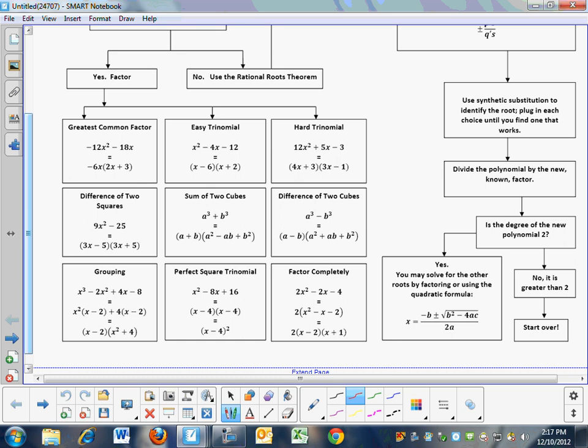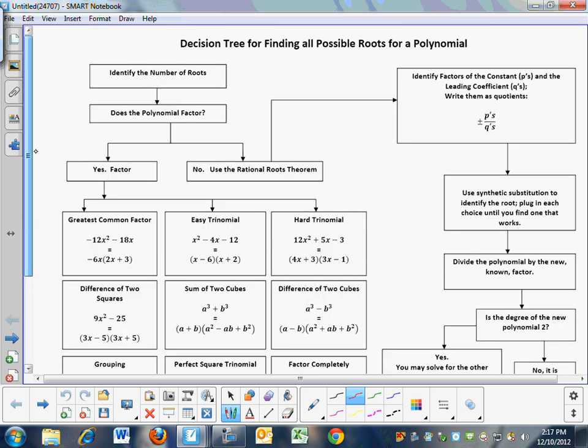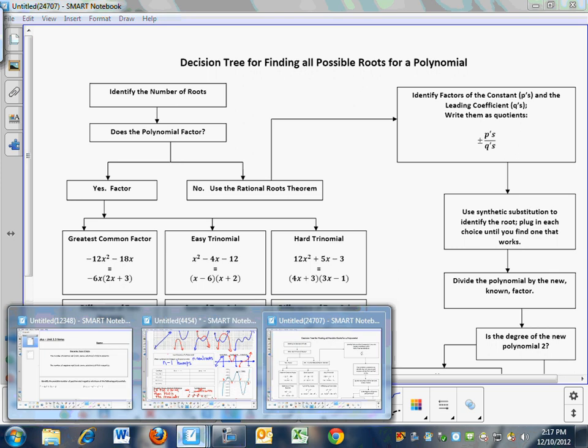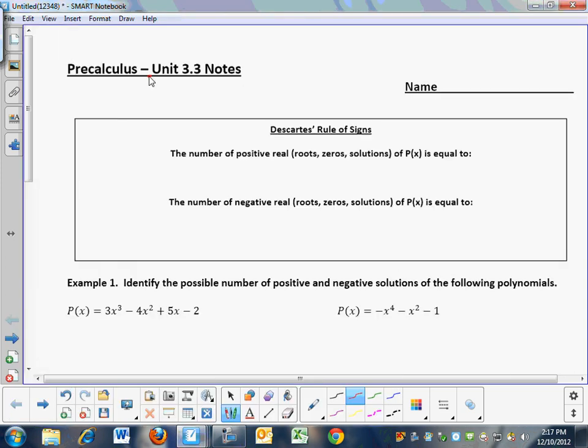If it's degree 2, then you factor or use the quadratic formula. If it's not degree 2, if it's degree 3 or higher, then you need to start all over. And so you go back to here. Doesn't necessarily mean you have to use the rational roots theorem again. Maybe you can go to a factoring method like grouping. Okay, keep this handy. We go to your notes for today, which are right here.